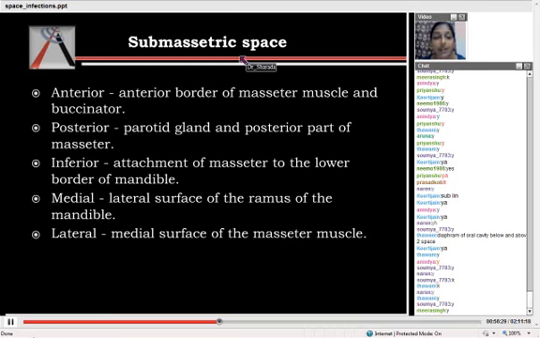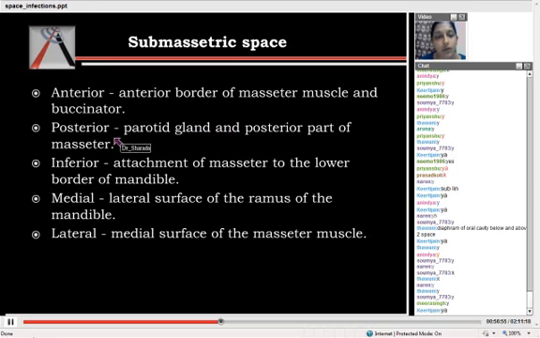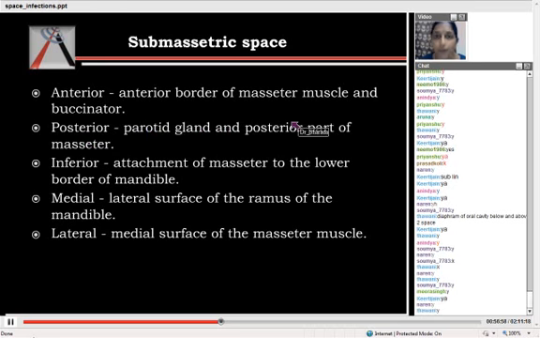Okay, now the submasseteric space. That is your masseter muscle. So anteriorly, obviously it will start where your masseter muscle starts. The word itself suggests anterior border of masseter muscle and buccinator. Posteriorly, it's going to limit itself to the parotid gland, because the parotid fascia itself is going to form its own space, right? So posteriorly, it's going to limit itself to the parotid gland and posterior part of the masseter. So in short, the submasseteric space is going to extend to the width of your masseter muscle. Once the masseter muscle stops at the entry of your parotid gland, the space also stops.